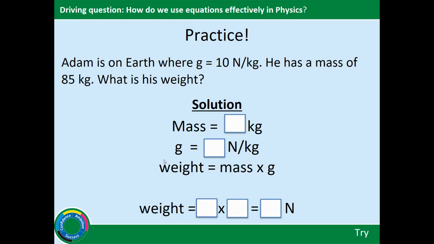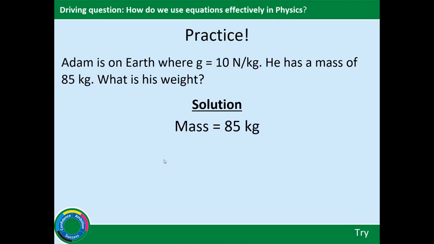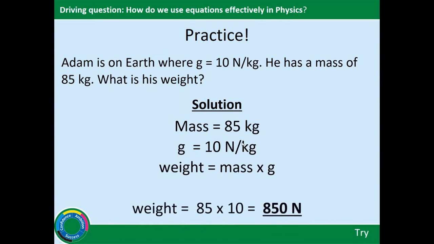Right. Hope you've tried it out and you didn't find it difficult to do. The mass is 85 kilograms and g is 10 Newton per kilogram. Use the equation weight equals mass times gravitational field strength, or just simply write W equals mg. We've got a mass of 85 kilograms and a g of 10 Newton per kilogram. Substitute into our equation. We have 85 multiplied by 10, which is 850. Don't forget your units, newtons, N.